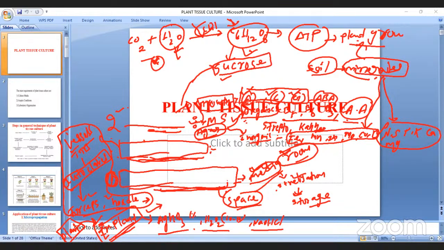We prepare the culture media with the help of micro and macronutrients, sucrose, vitamins and amino acids. Next, we create an aseptic condition for the instrument and an aseptic condition for the explant. This is the old concept about plant tissue culture.